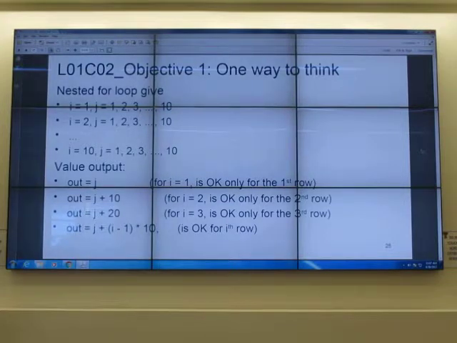J equal to 2, my output is 12. So this is okay for I equal to 2, right? Then I do I equal to 3. For I equal to 3, my output is J plus 20. So if my J equal to 5, I get 25, right? So for any ith row, my output is J plus (I minus 1) multiplied by 10.